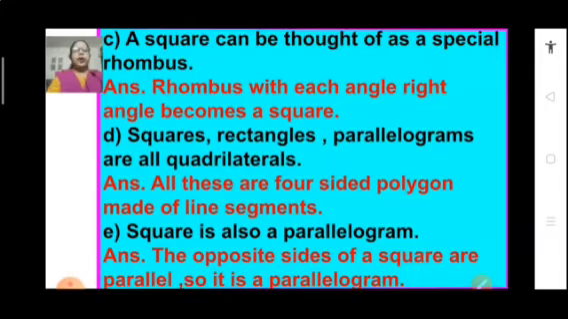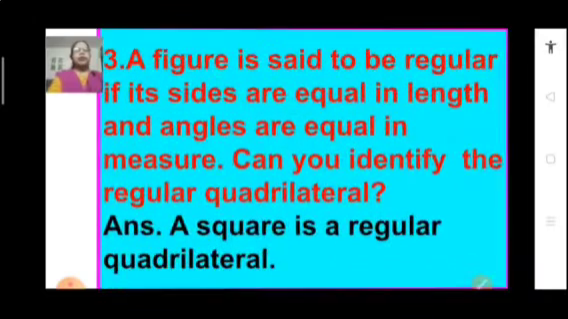D, squares, rectangles, parallelograms are all quadrilaterals. Yes, squares, rectangles, parallelograms, they are all made up of 4 line segments. So they are all four-sided polygons, and they are called quadrilaterals. E, square is also a parallelogram. Yes, because the opposite sides of a square are parallel, so it's a parallelogram.